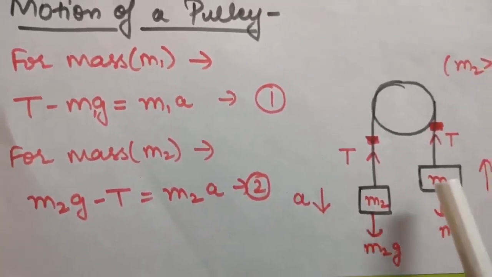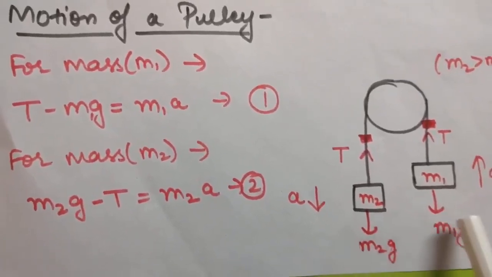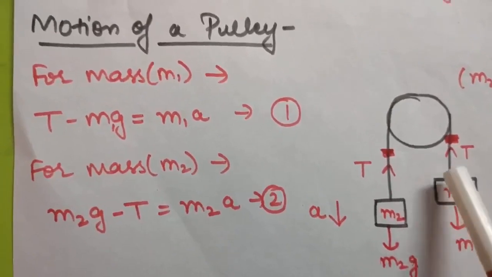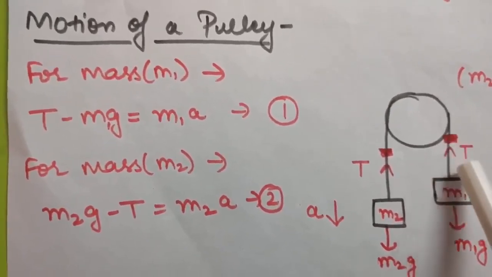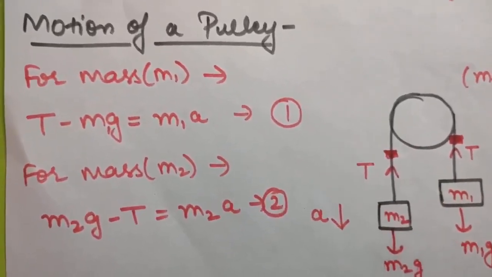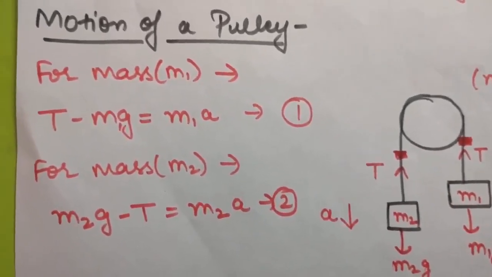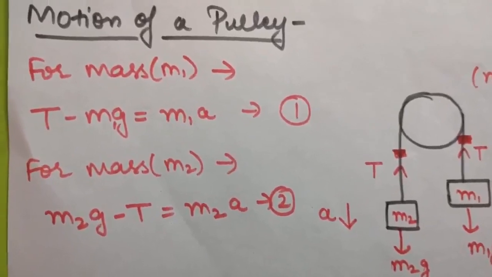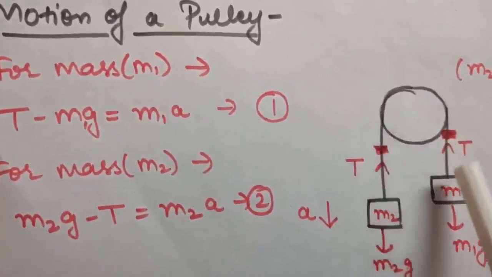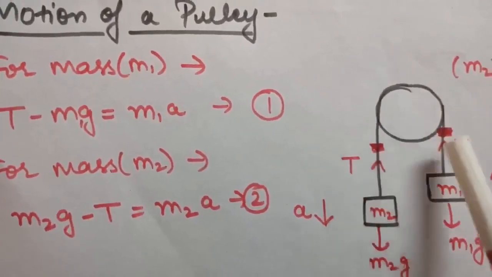Similarly here, because downward we have weight which acts as action, there will be a reaction by this string in the upward direction, which is tension. Again, because we are taking the pulley to be massless and frictionless and the string to be inextensible, tension will remain the same, because this is a single string passing over the pulley.